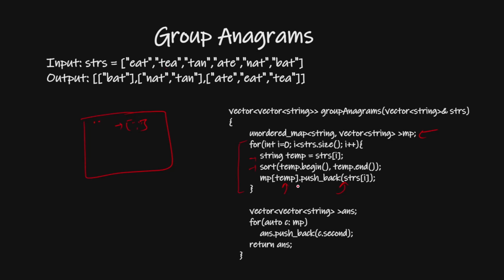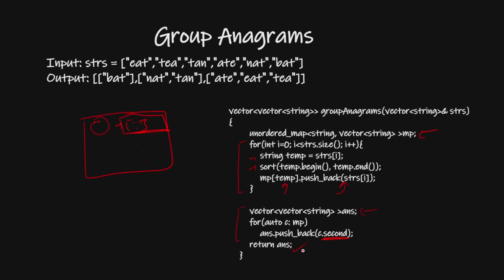Once I do that, I will get my map. Then I will use the answer vector, and in the answer I will push all these vectors. This is my pair, where first is the key and second is the vector, so I will store c dot second. I will store this for all keys, and once I have done this, I will return my answer.